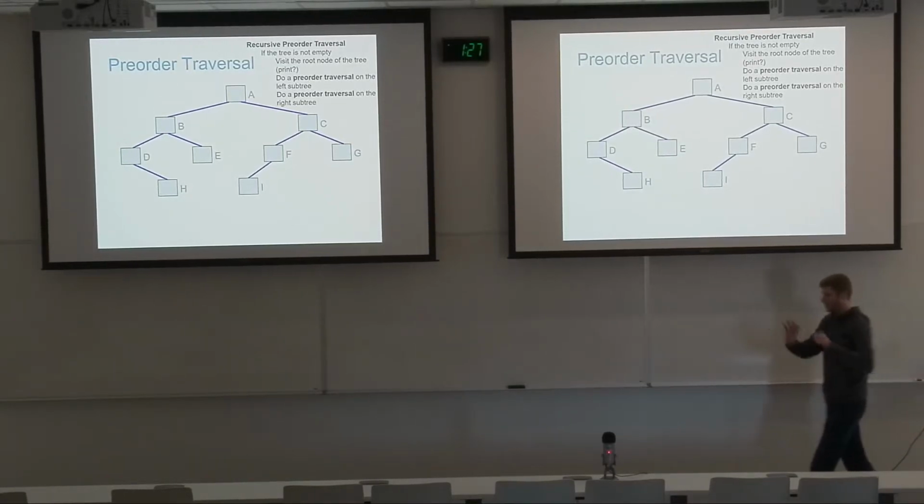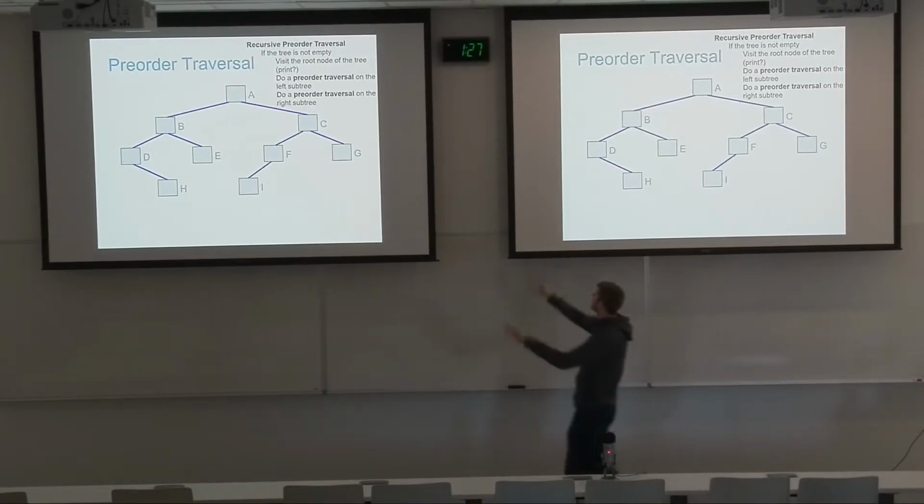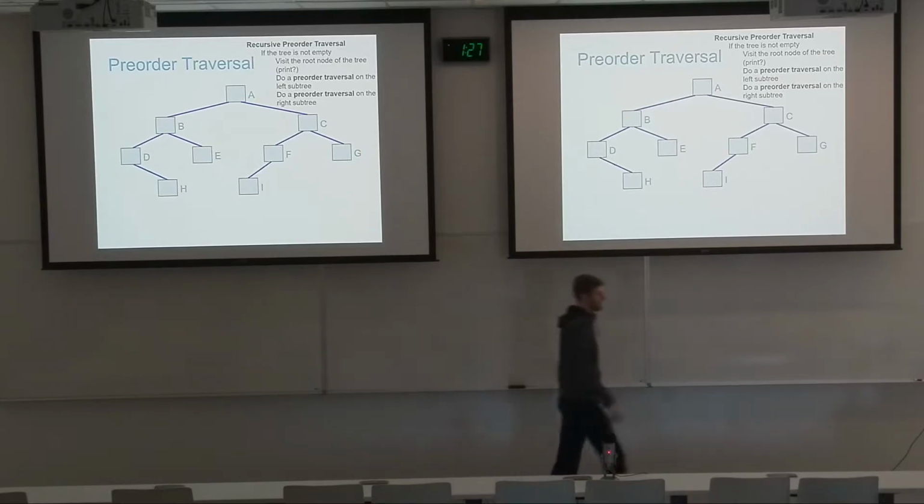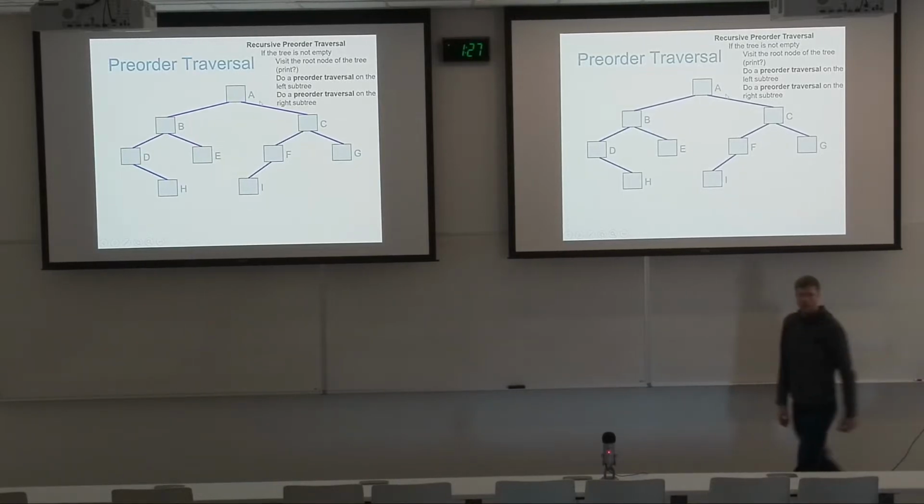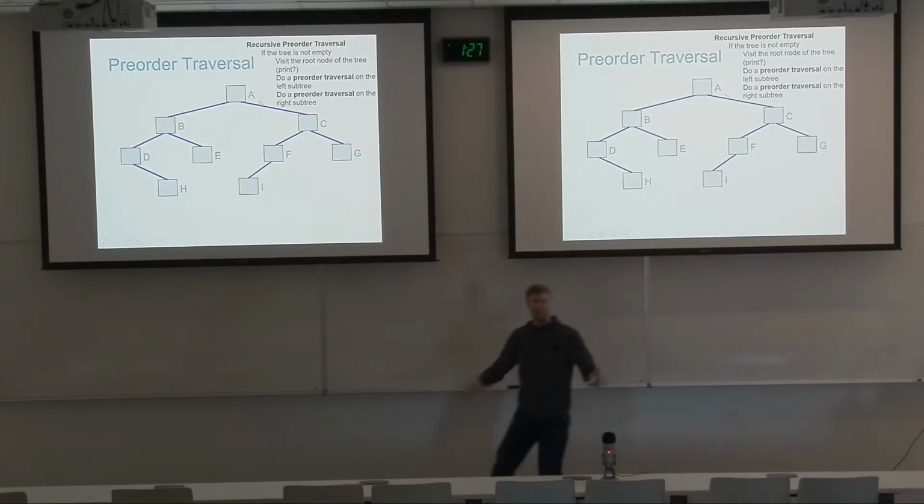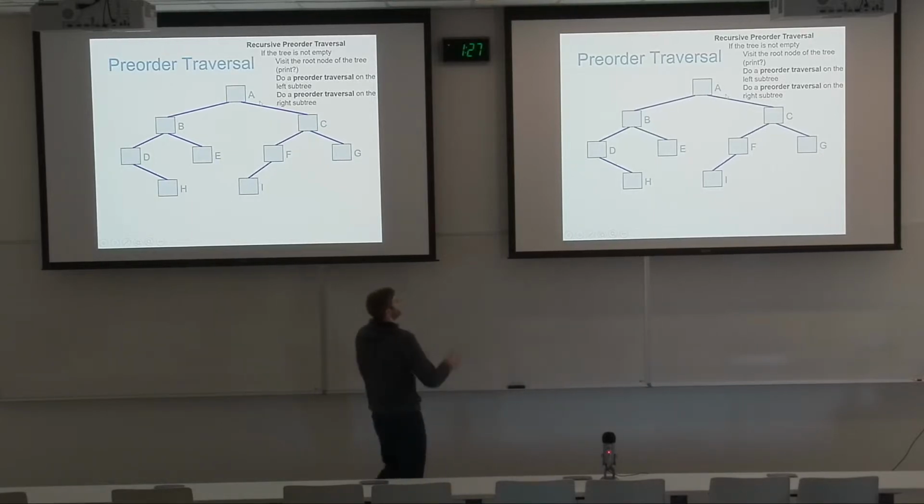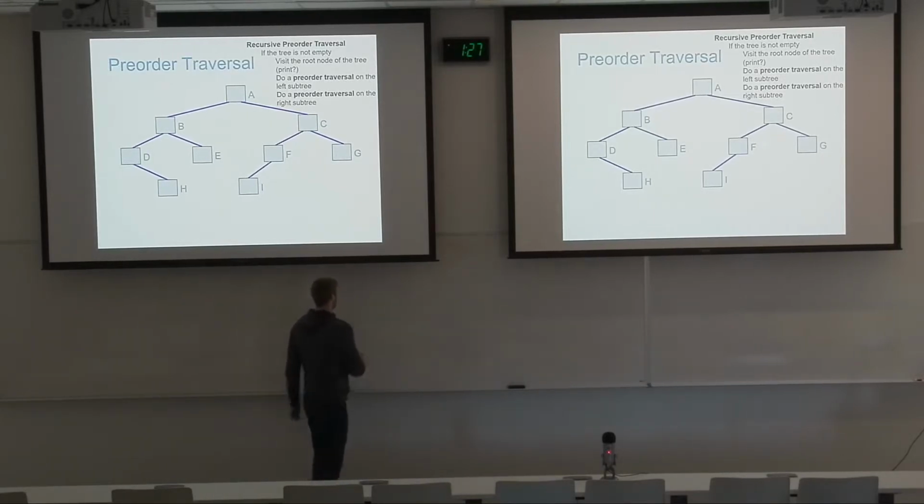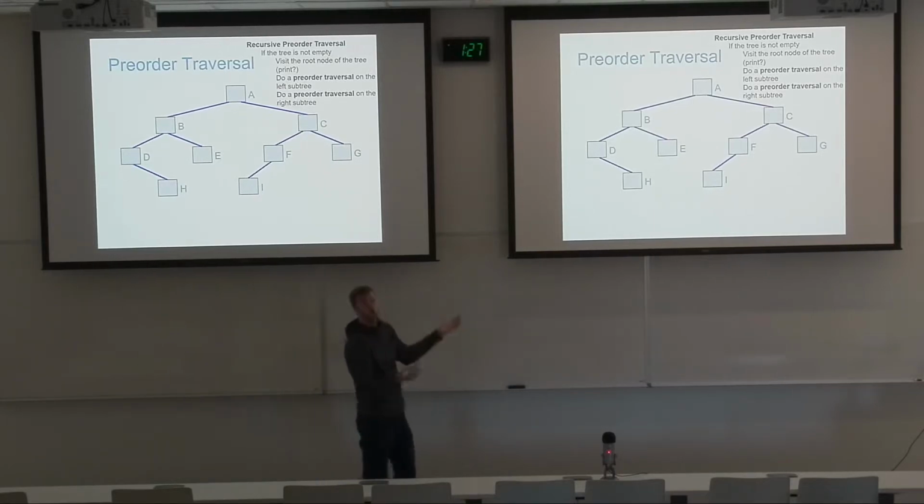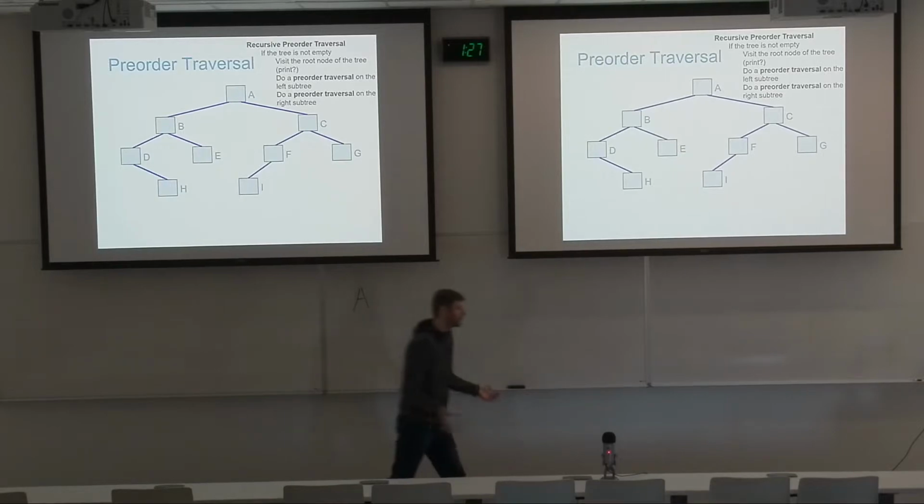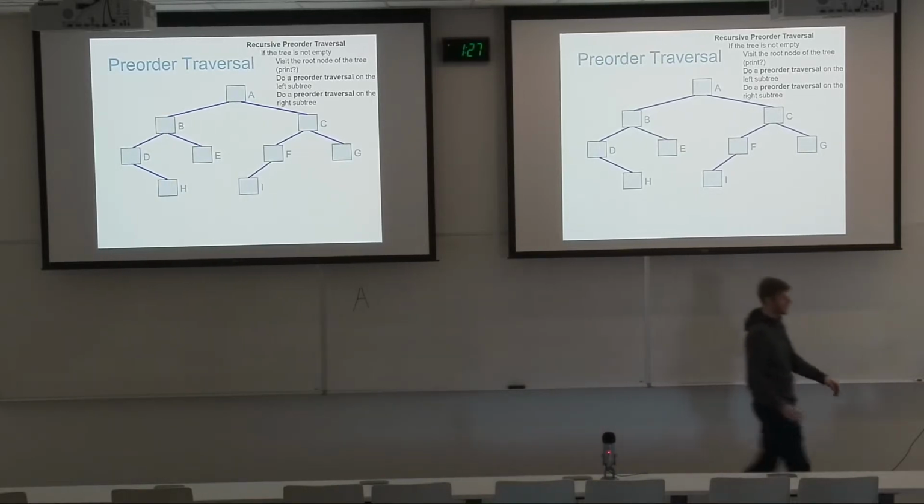So here we go. Here are the rules. Let's think about it. We start at A. I'm going to use my cursor to kind of do some bookkeeping for me. So we are at A. The rule says, visit, in our case, we're just printing it out. So I'm going to visit A. I print out A. Great. Then what does it say to do? Just do a pre-order traversal on the left subtree. Okay, great. So I go to the left subtree, that's B.